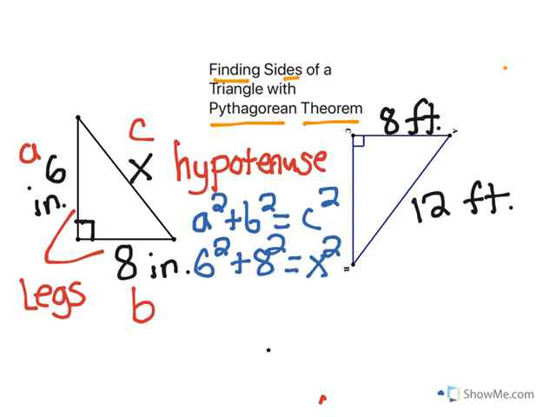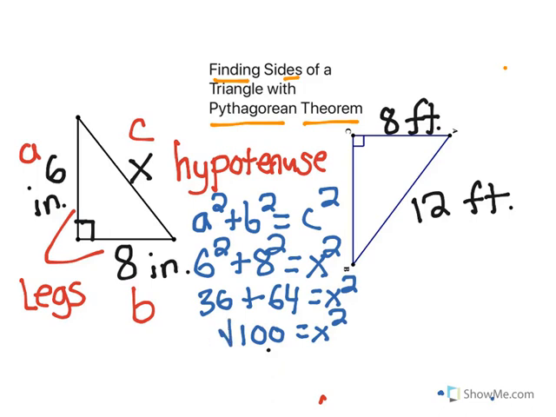And so now we're just going to try and solve. We know that 6 squared is 36. We know that 8 squared is 64. That's equal to X squared. 36 plus 64 is equal to 100, equals X squared. And to get rid of a squared, we know that we need to take the square root. So we're going to take the square root of 100, and we're going to get that X is equal to 10. Or in this case, we should say 10 inches.